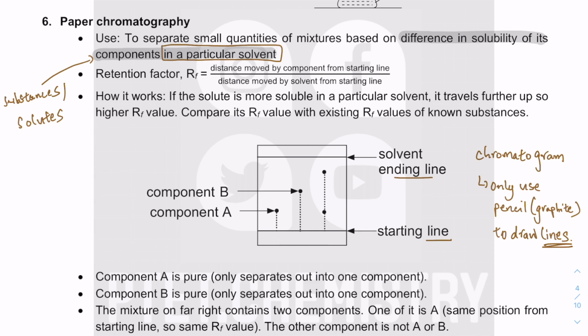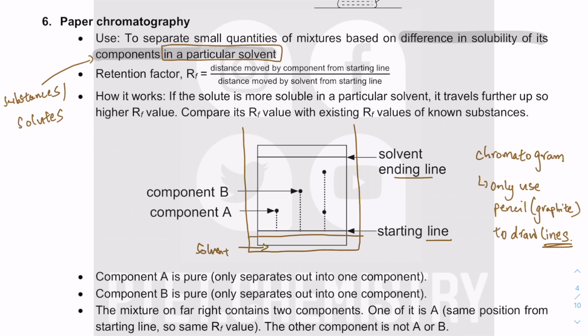So essentially what happens then is when you put this inside a container that has the solvent, the solvent has to be below the line. The solvent must not get above the starting line. So this starting line is drawn with pencil, and then at the start of the experiment you will have a particular dot there, so you have them dotted there, and then this thing dotted here.